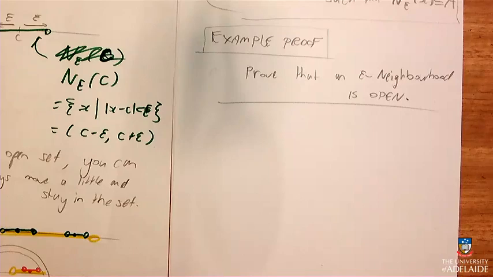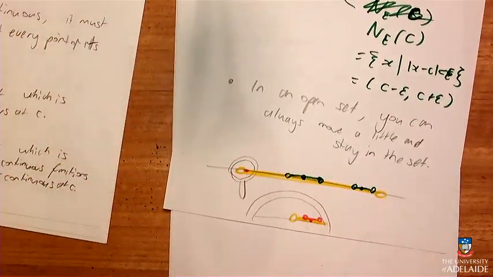So we need to prove, well, this is a picture here. That's an epsilon neighbourhood. We need to prove that no matter where we are in an epsilon neighbourhood, there's an even smaller epsilon neighbourhood that's completely contained inside it. That's what we need to prove. Okay.